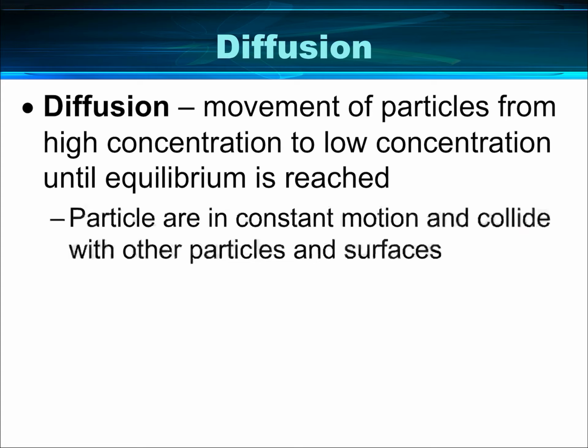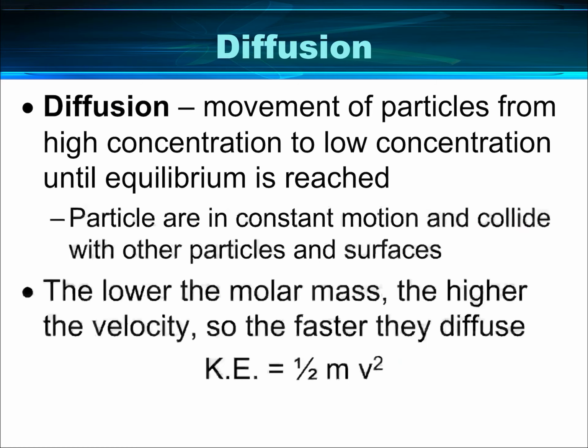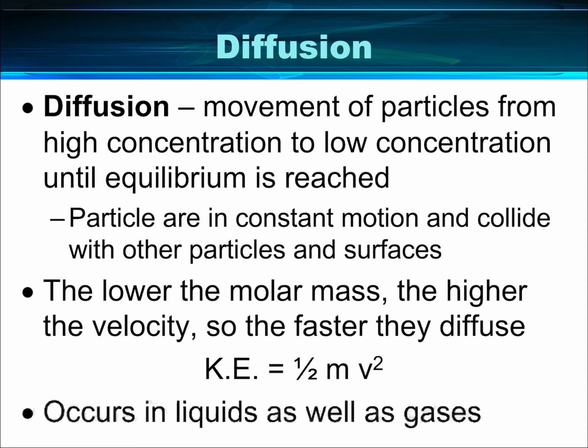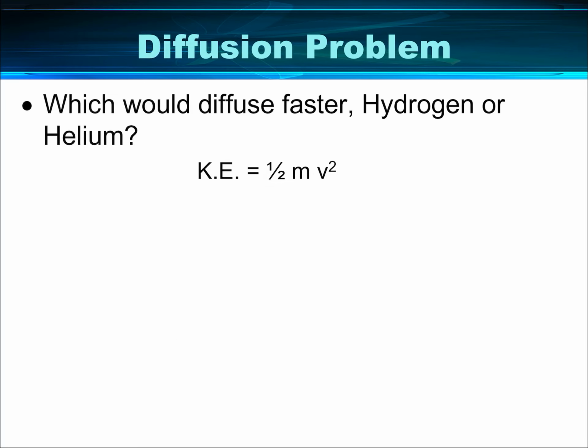Particles are in constant motion and collide with other particles and surfaces. So the lower the molar mass, the higher the velocity, and the faster that they diffuse, okay? So the smaller the particle, the faster it moves. The greater the mass, the slower it moves. And kinetic energy is equal to 1/2 of mass times velocity squared. This occurs in liquids as well as gases, like I said, in that little example that we did last week.